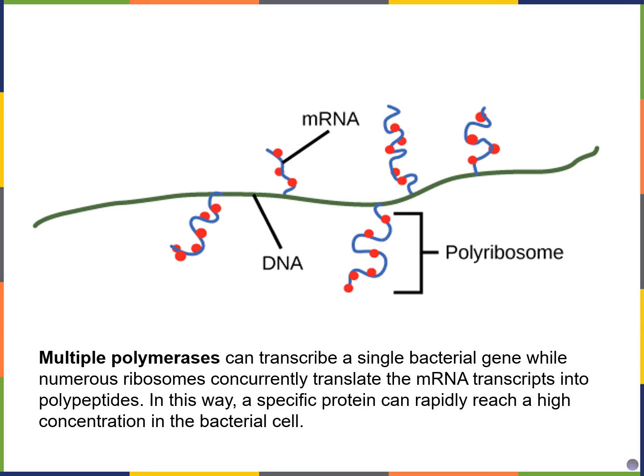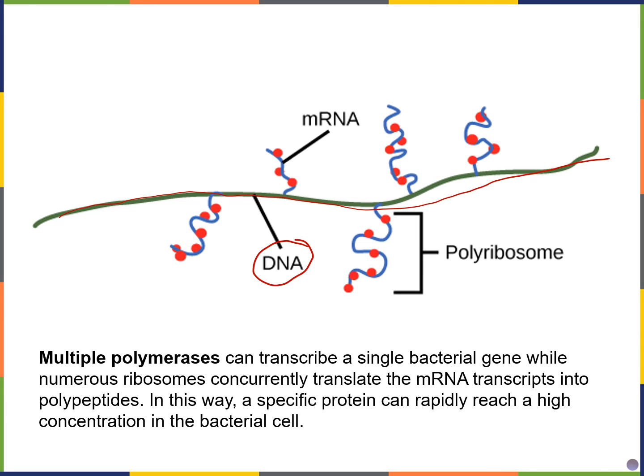Remember that prokaryotes like bacteria, since they do not have a nucleus, as soon as they create their messenger RNA through transcription, they can immediately translate that messenger RNA into proteins. And that's what's shown in this picture from our book, although I don't think it's the best picture. It's hard to see what's going on. In our book, this is DNA. The green line is supposed to be DNA.